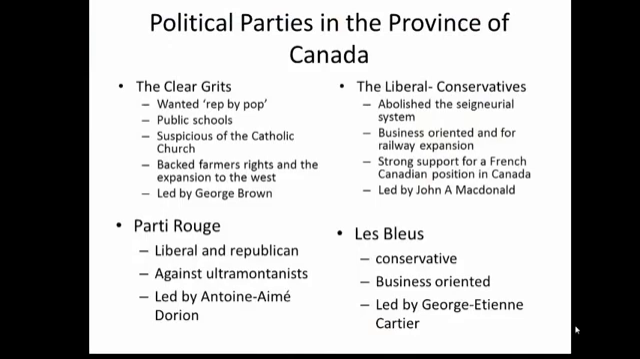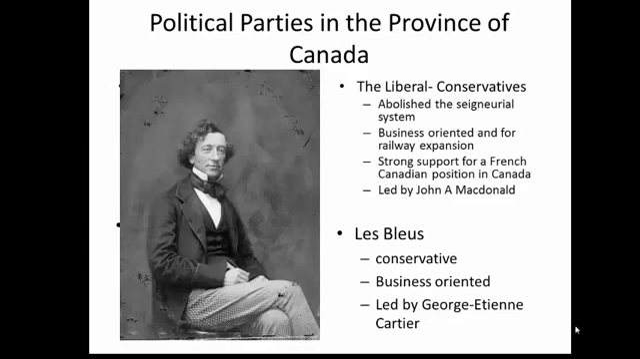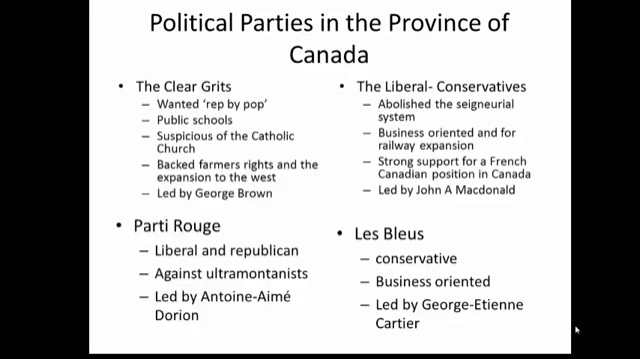The second major political group were the Liberal Conservatives. After 1857, they were led by John A. Macdonald, who would later become the first Prime Minister of Canada. Many of their positions were in support of business and railways. They had a strong support for the French-Canadian position in Canada. However, in 1854, they were responsible for abolishing the seigneurial system.